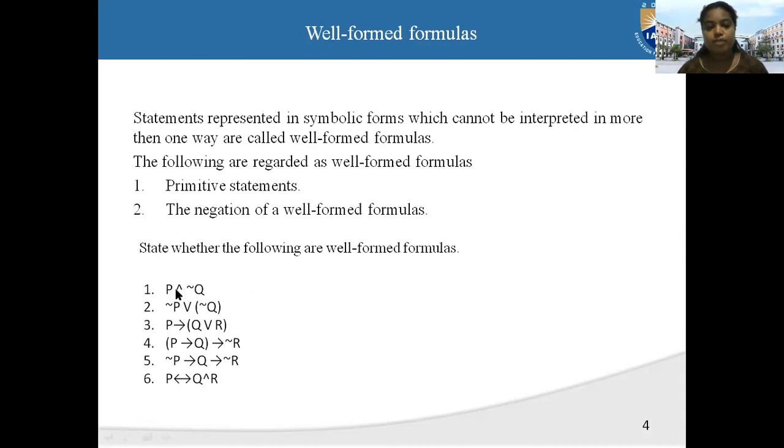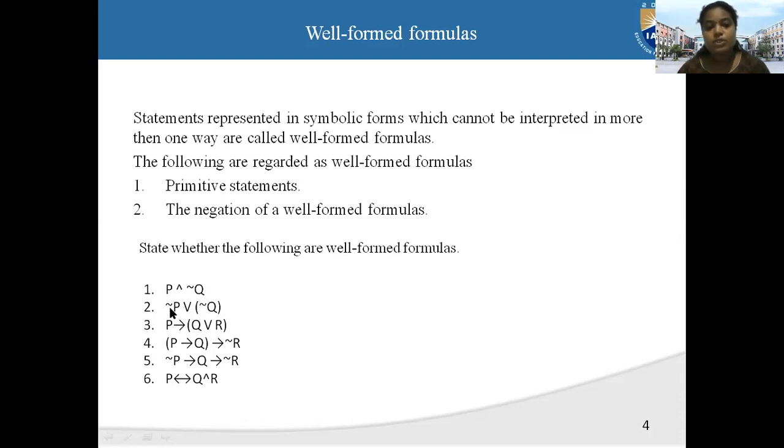Why is it a well-formed formula? Because you use exactly one connective between two propositions, and negation is applied to the second one. There is no extended form of negation Q here. So you apply negation for Q, and then combine that with P. This is a well-formed formula.